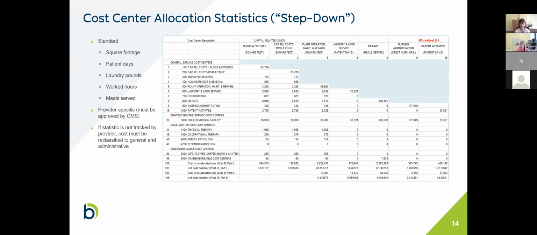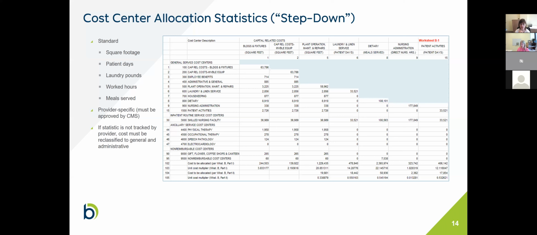For dietary, the most common allocation is your meals served. And then others, it varies. There are different statistics, but the important part is that you have to track that statistic. So if you're using something other than your patient days as a statistic, say you decide that you want to use pounds of laundry instead of patient days, you need to, one, make sure that you get prior CMS approval to change your statistics, and two, that you track those statistics throughout the year.